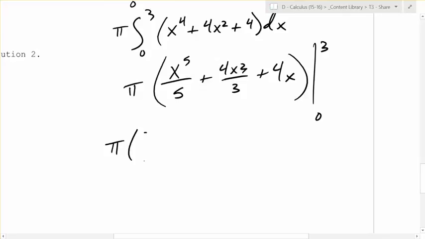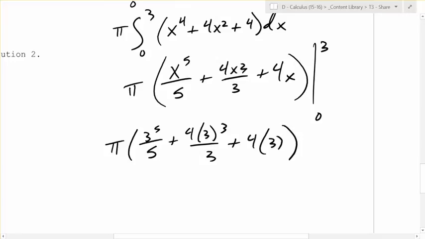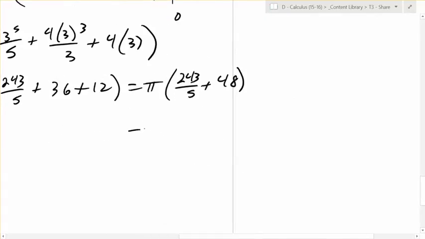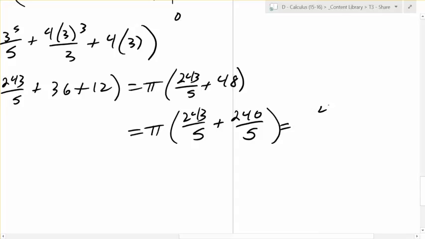Pi times 3 to the 5th over 5 plus 4 times 3 to the 3rd over 3. So can you do this one technically by hand? Yeah. Is it kind of annoying? Yeah, 243 over 5 plus 36 plus 12 is pi times 243 over 5 plus 48. You need a common denominator, right? So what's that going to be? 240 over 5? Is that right? Yeah? So what do you end up with? 483 over 5 times pi.